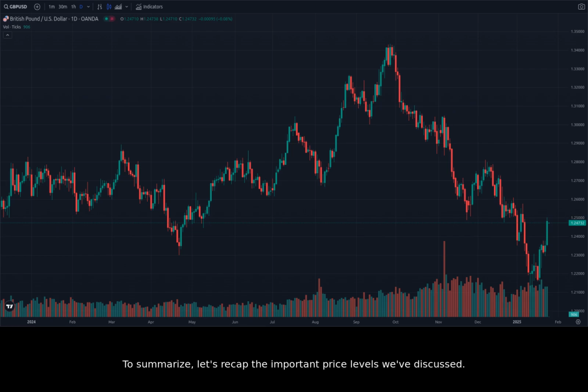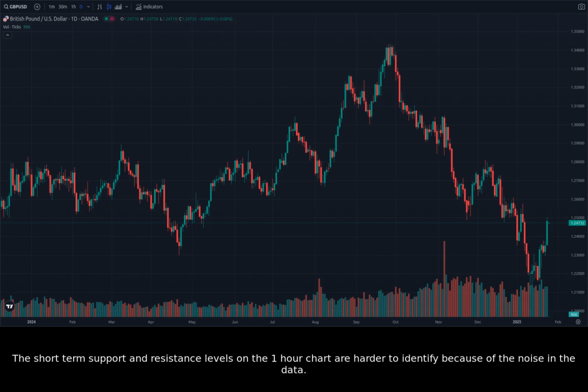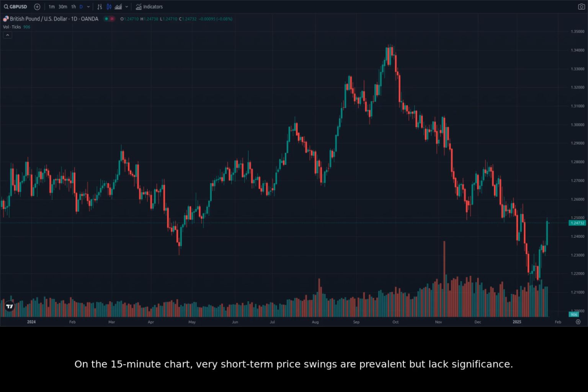To summarize, let's recap the important price levels we've discussed. On the daily chart, there's key support around 1.23 and resistance around 1.25. The short-term support and resistance levels on the 1-hour chart are harder to identify because of the noise in the data. On the 15-minute chart, very short-term price swings are prevalent but lack significance.